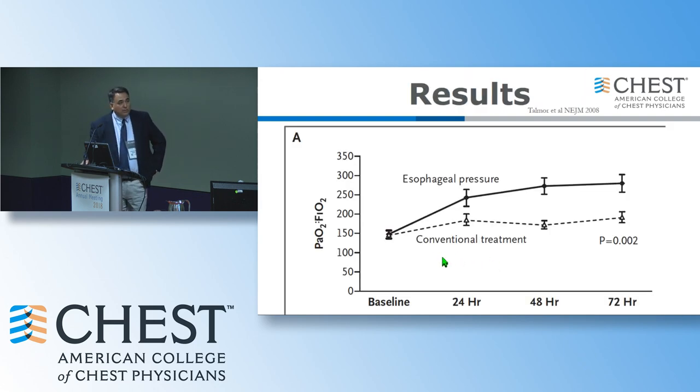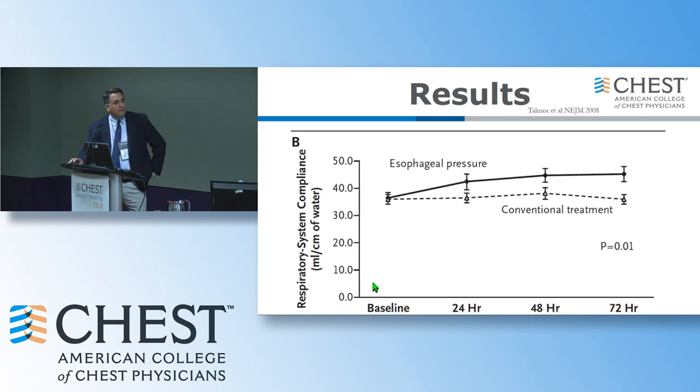So the results. The primary outcome, the study was actually stopped early because the primary outcome was met early. In the paper here, they showed that in the group that was managed by the esophageal pressure compared to conventional therapy, the PF ratio was significantly higher at all the time points, 24, 48, 72 hours. If you look at the respiratory system compliance, in those that were treated with mechanical ventilation guided by the esophageal balloon, the compliance improved compared to conventional treatment.